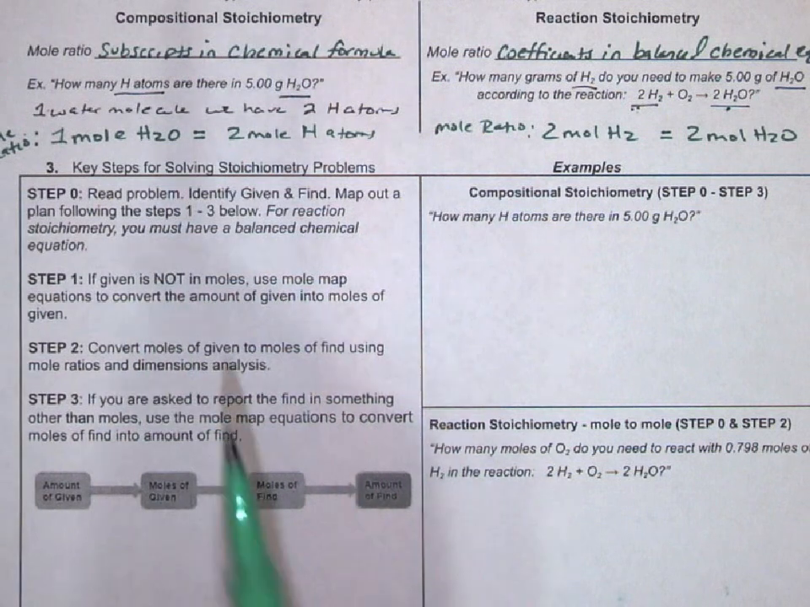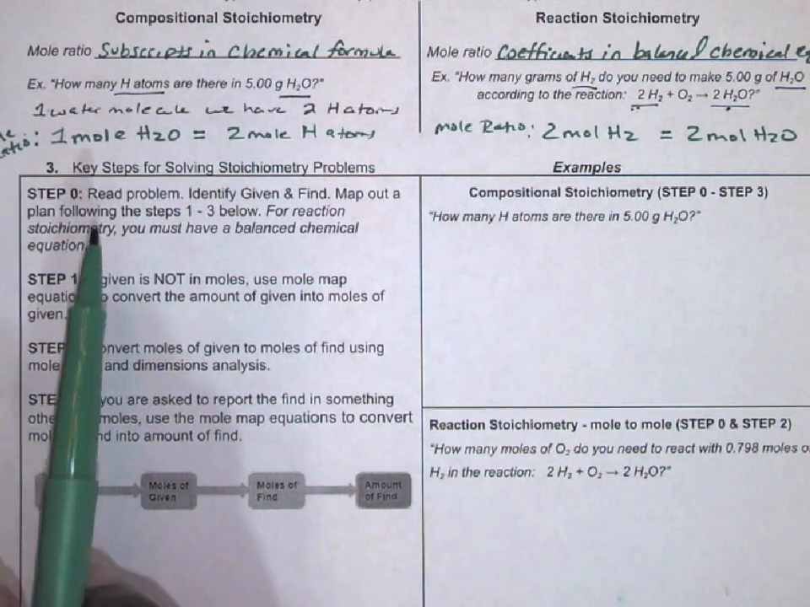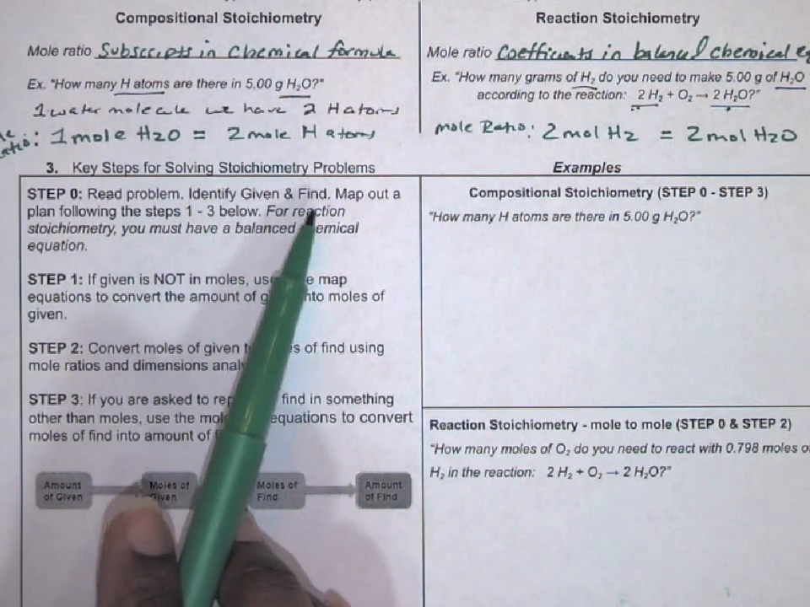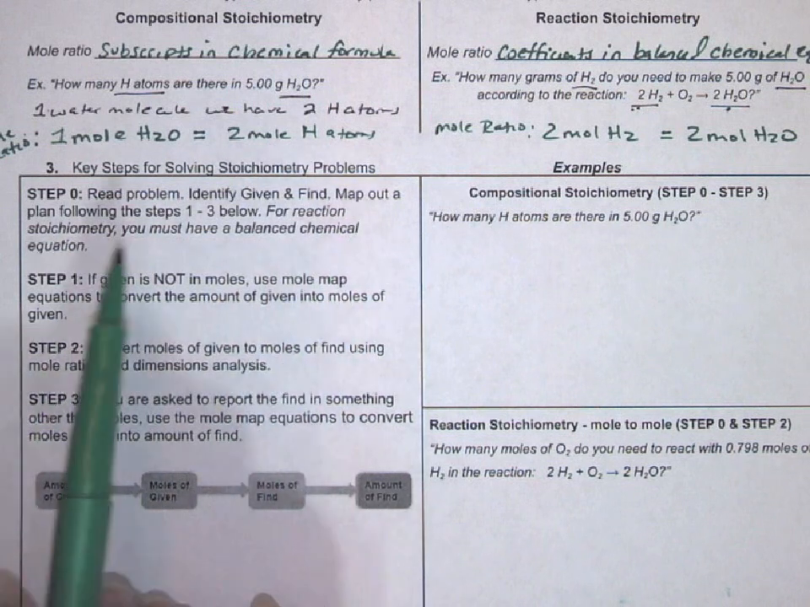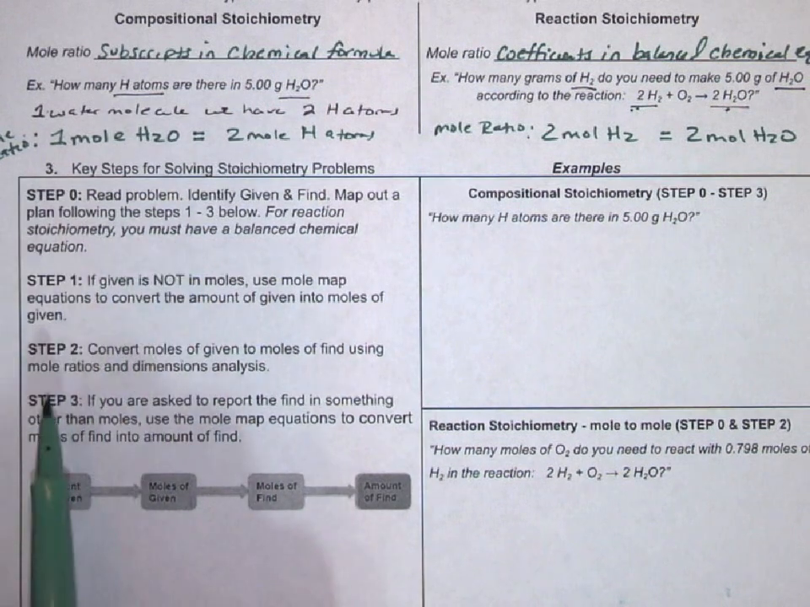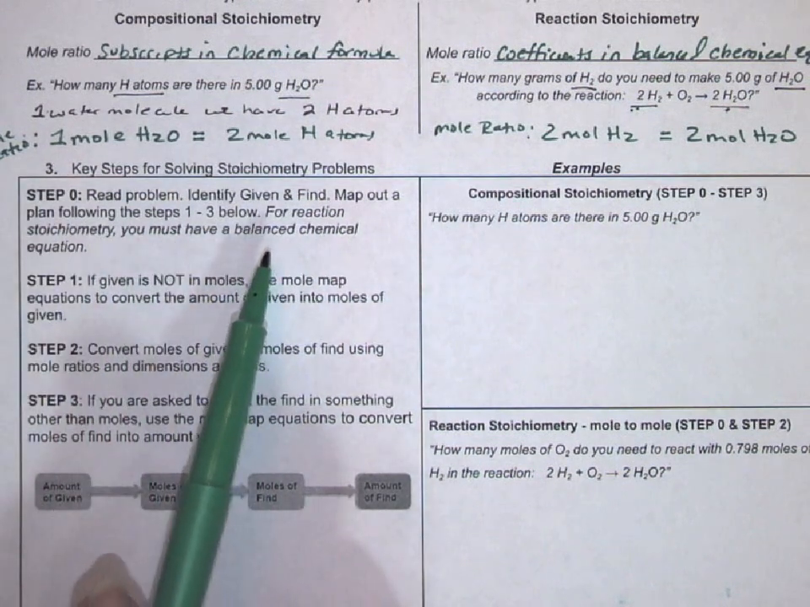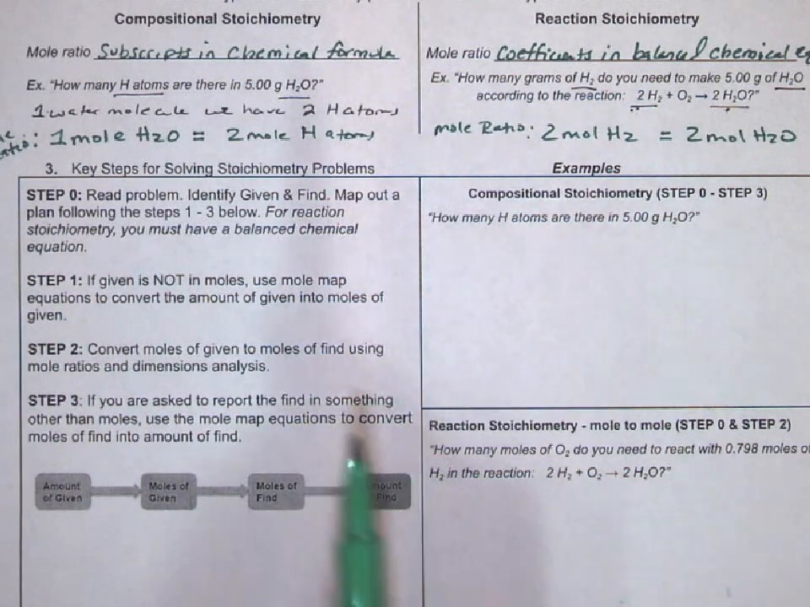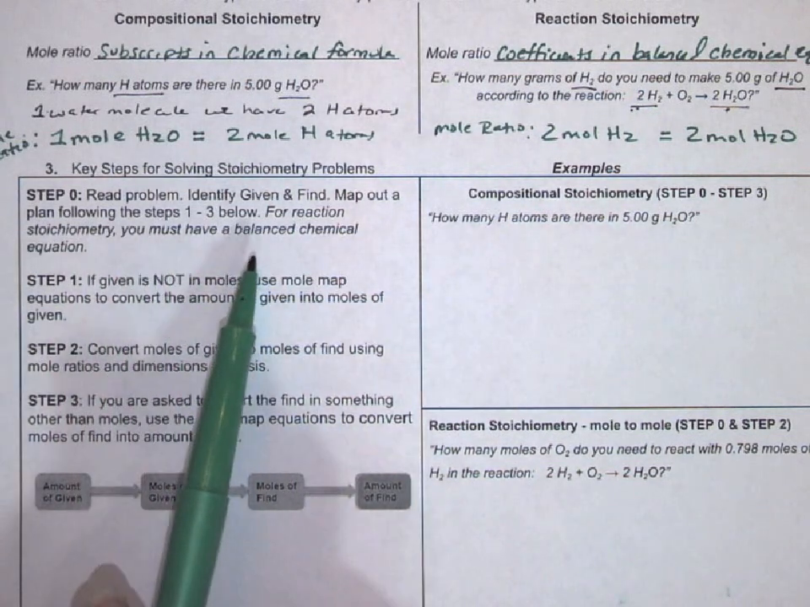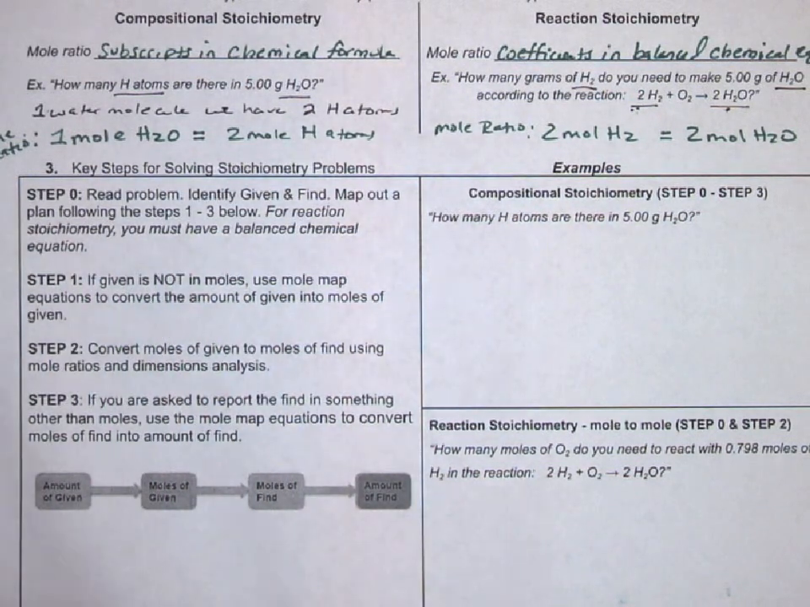So the first step, which is our step 0, is kind of getting us set up. You're going to read the problem, identify your given and find, and then you're going to map out a plan by following the steps below. Now, one thing that's also important, if you're dealing with reaction stoichiometry, you must make sure you have a balanced chemical equation. So if the chemical equation is not balanced, go ahead and balance it.